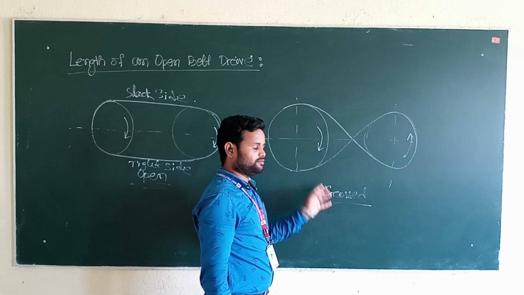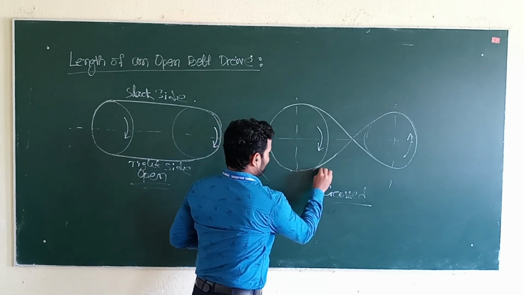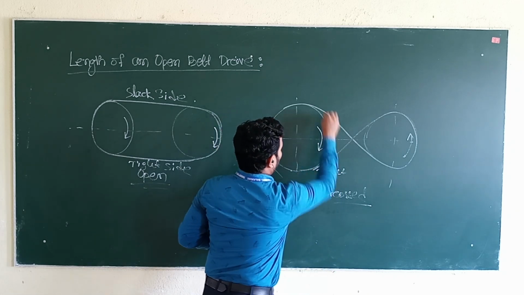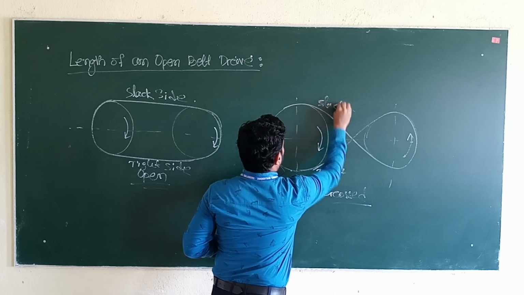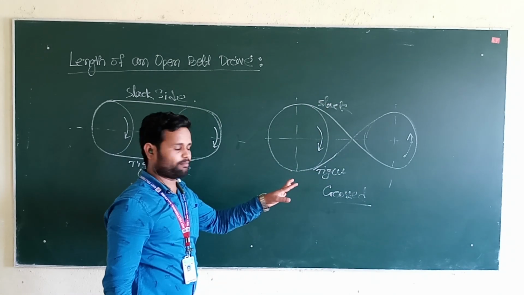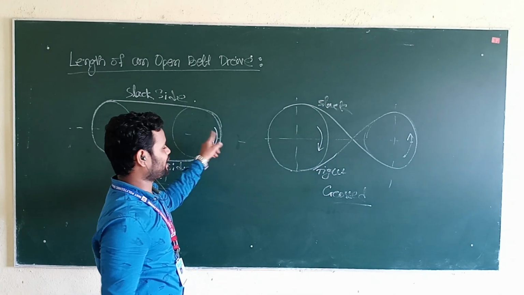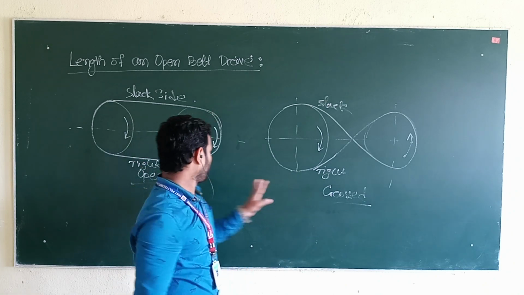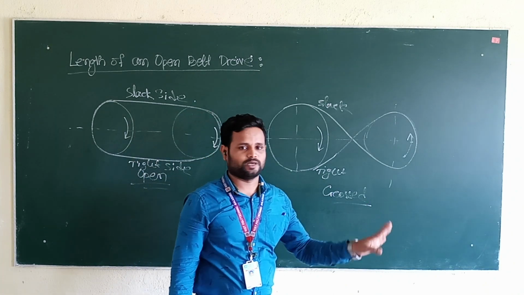In case of cross belt drive, the same downward side is your tight side and the upward side is your slack side. Same. But the direction of rotation of driver and follower is different for open belt drive and cross belt drive.